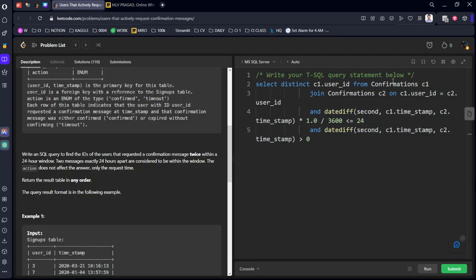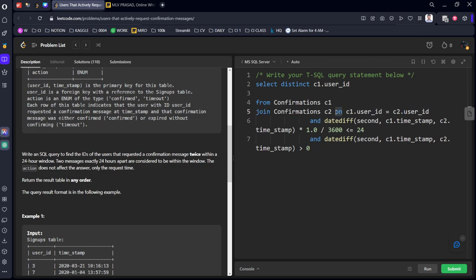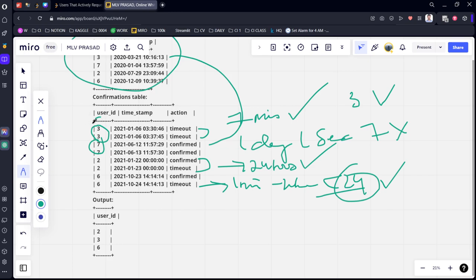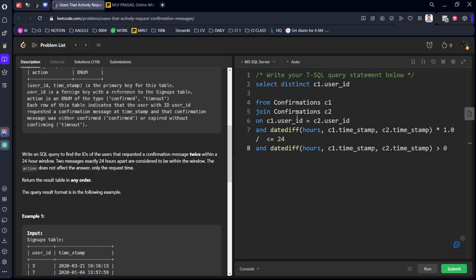This is the code I've written. If you see, join the table with the same table itself such that the user ID equals the user ID of the same table again. And the condition is, either you can keep seconds or you can keep hours, and you can remove this. Both are the same, and they should be in a time difference between 0 and 24 hours only.